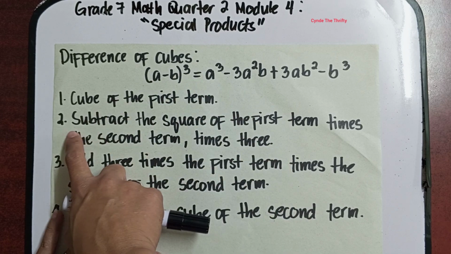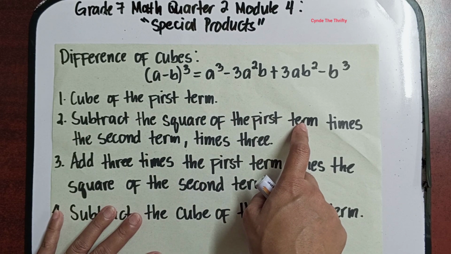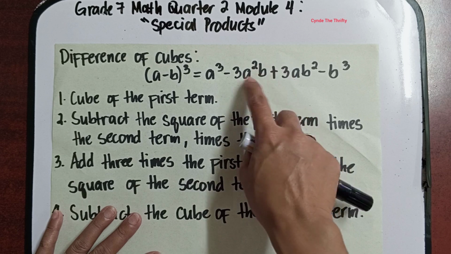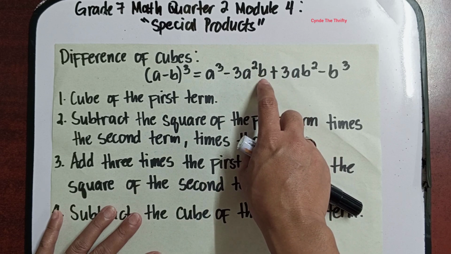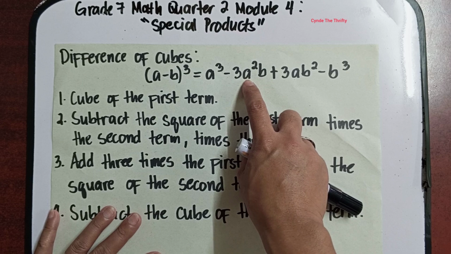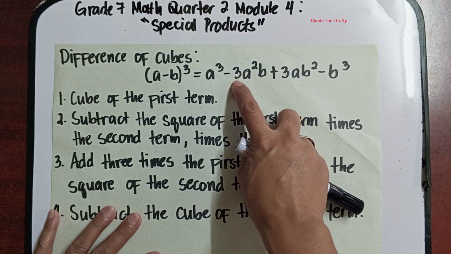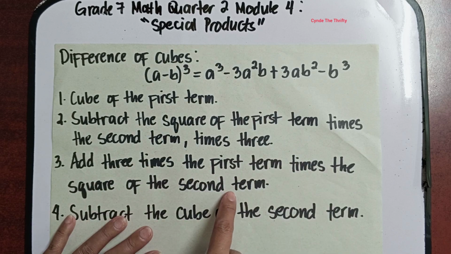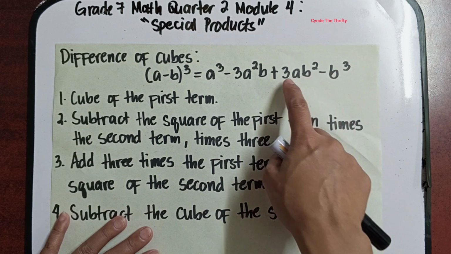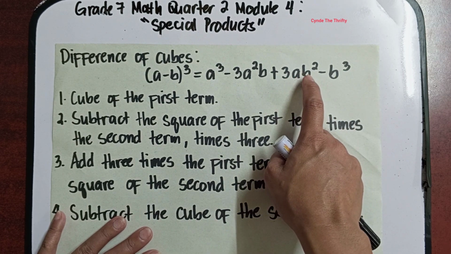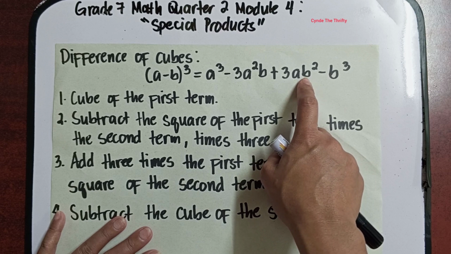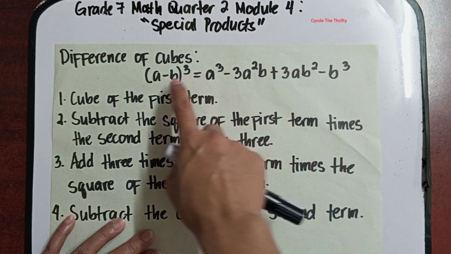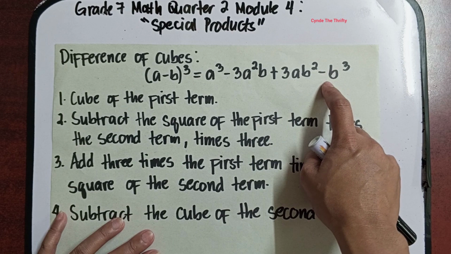And then number 2, subtract the square of the first term times the second term times 3. Okay, so i-subtract natin ang square ng first term multiplied by the second term times 3. And then add 3 times the first term times the square of the second term. And then lastly, subtract the cube of the second term. So, i-subtract natin ang cube ng second term. So, second term natin is b. So, that's why minus b cube.